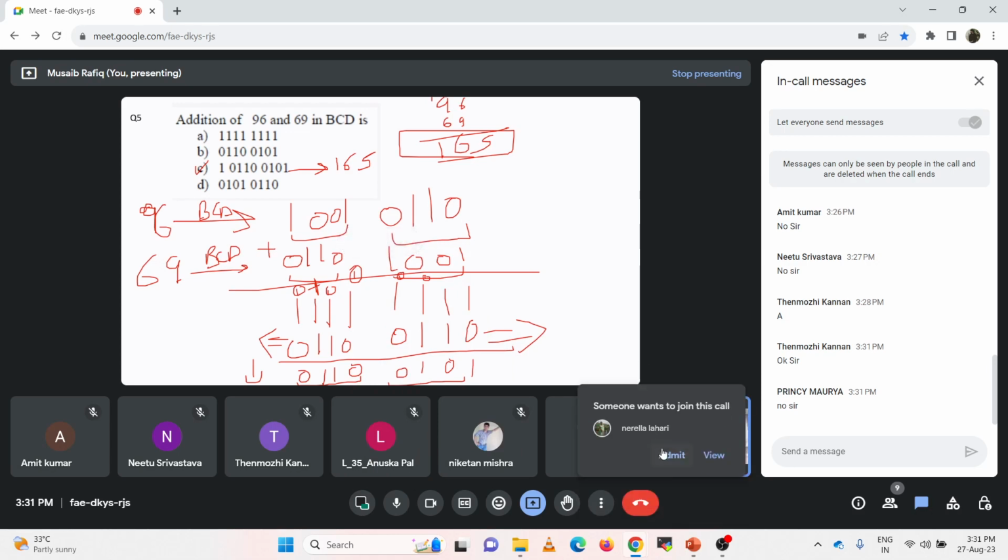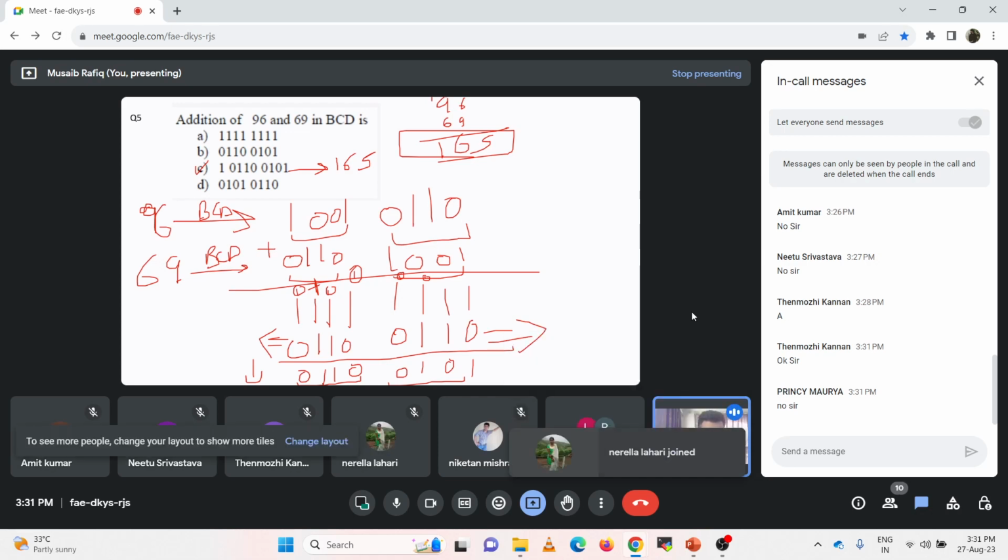For subtraction, the same process will probably be followed, binary subtraction, but I need to check. I haven't checked it, so I'll check it and let you know in the next class because I'm not sure. I haven't done a subtraction, but I guess the same thing will be followed. Let me check and come back to you.